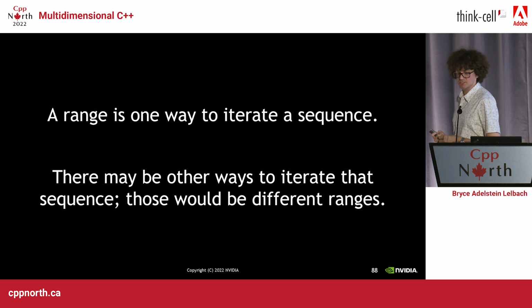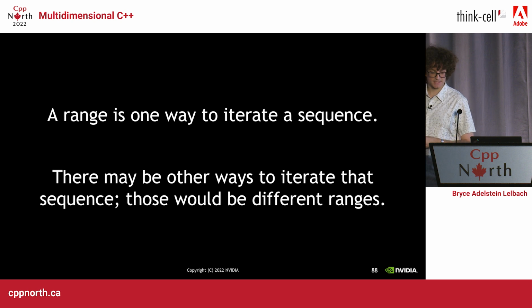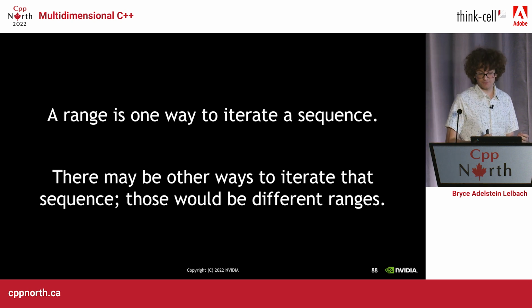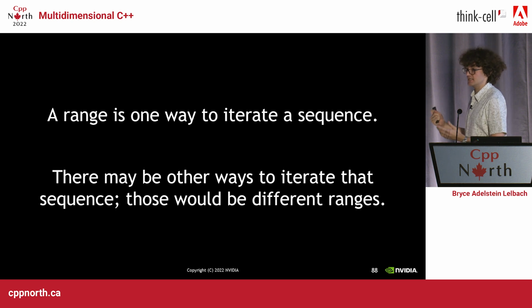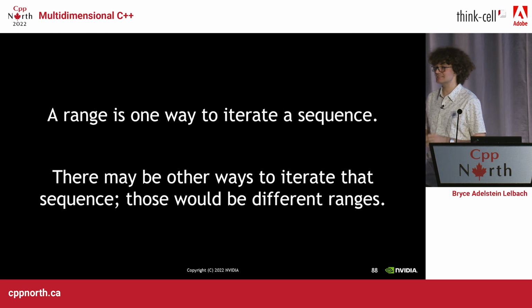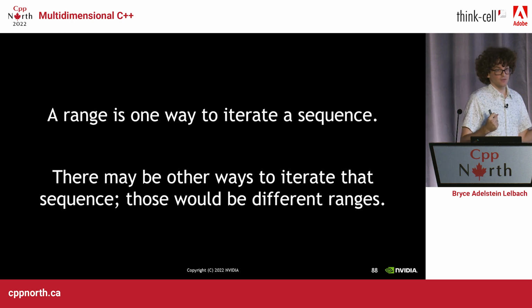So a range is just one way to iterate through a sequence. There might be other ways to iterate through that sequence. Those would be different ranges. Now, I often get asked, what iteration order would we use for mdspan ranges and iterators if we had them? And I think that's not a well-formed question, because there is no one iteration order. Just like with one-dimensional sequences, you would have multiple different ways of constructing iterators to that sequence that would represent different orders.